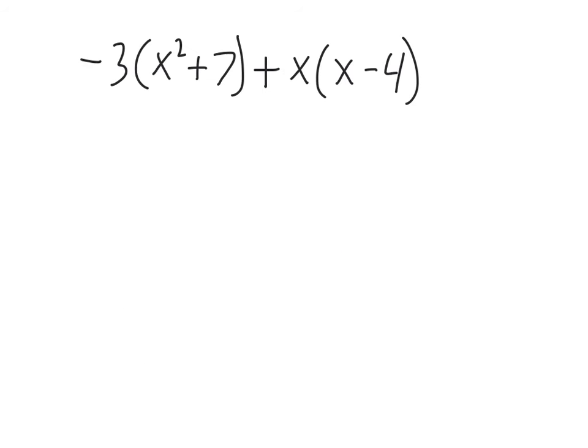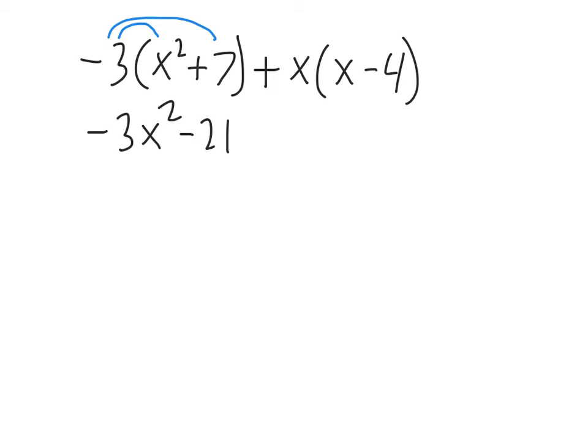Here's an example of that. So in this one, we have to multiply each number in front by each number in parentheses. So we have to take the negative 3 here and multiply by x squared plus 7. Take the x here and multiply by x minus 4. So, negative 3 times x squared is going to be negative 3x squared. Negative 3 times 7 is going to be negative 21.